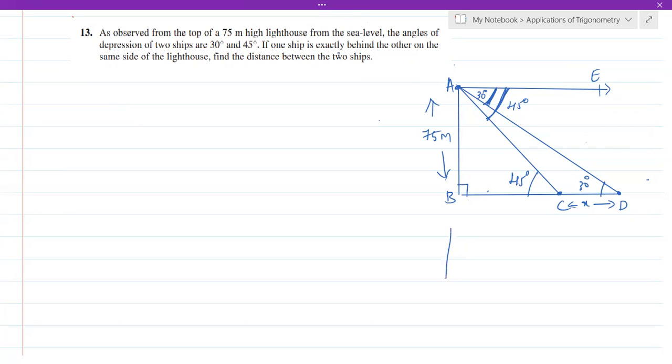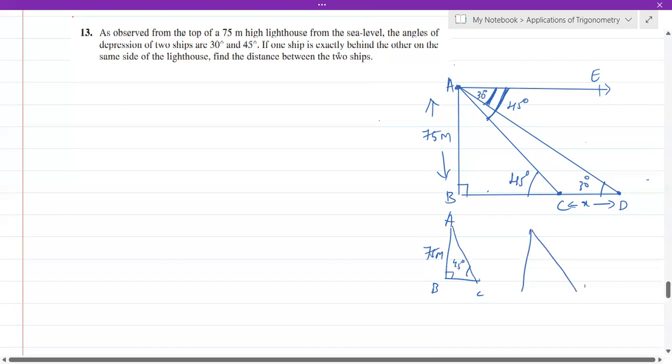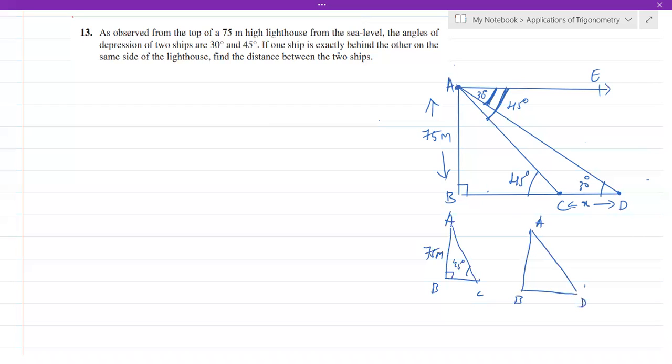One triangle is ABC. Here they have already given the value of AB as 75 meters. And here it is 45 degrees. And there is another triangle ABD. The other right angle triangle is ABD. So here it is 90 degrees and here the angle is 30 degrees and this is 75 meters. So very clearly this is opposite and this is hypotenuse and this is adjacent. Again, this is opposite and this is hypotenuse and this is adjacent.